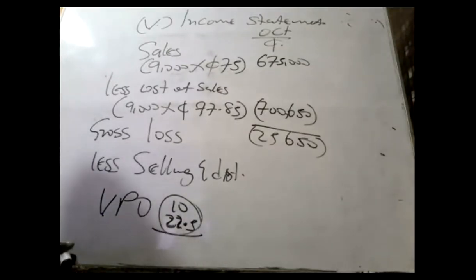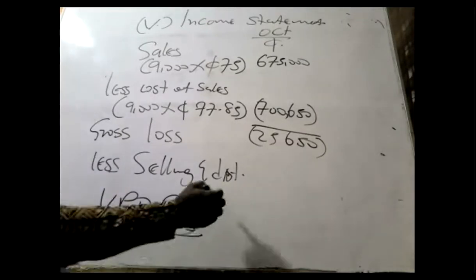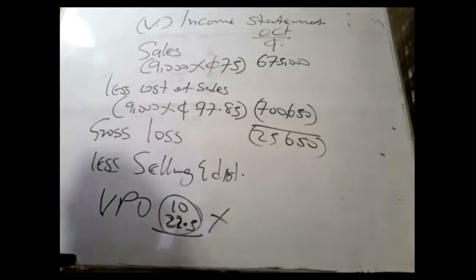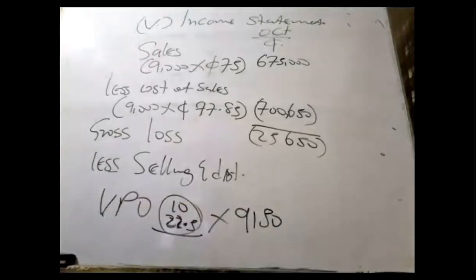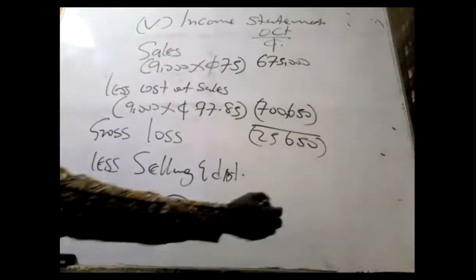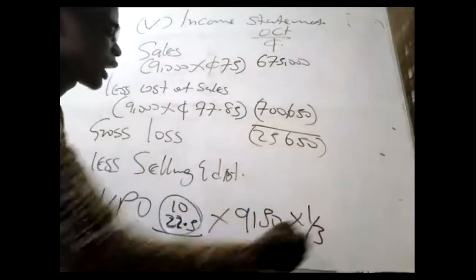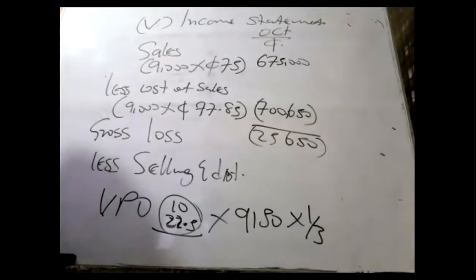Now, the variable component will be this 32 times the variable production. So 32 times the production unit. Production unit was 915, right? And then the selling will take what? One third out of it. That is all. That might give us the answer.